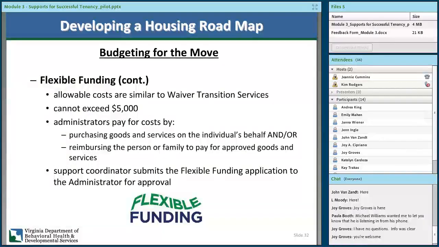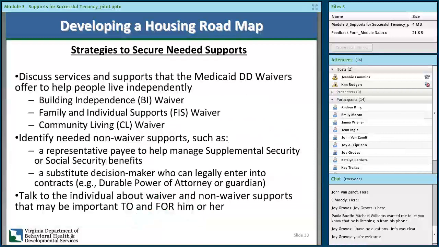Allowable costs for flexible funding are similar to those covered in waiver transition services and cannot exceed $5,000. The flexible funding administrators pay for upfront housing costs by purchasing goods and services on the individual's behalf and or reimbursing the individual or their family if they pay for approved goods and services. Now, please note that flexible funding does not advance funding to individuals. The individual support coordinator helps the individual complete an application and submits it to the administrator for approval. For more information about flexible funding, see the FAQ for Module 3.